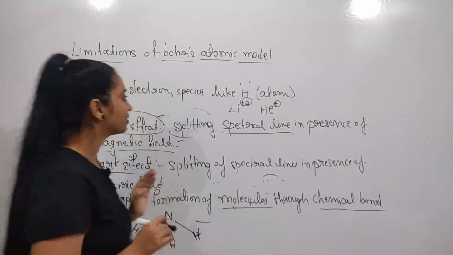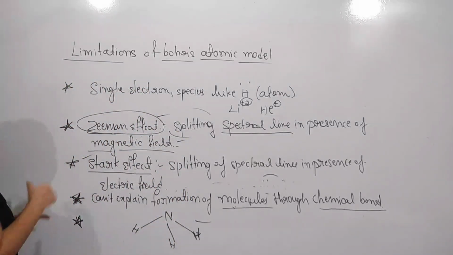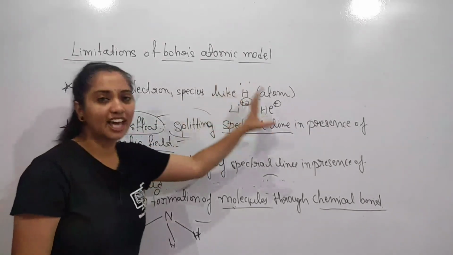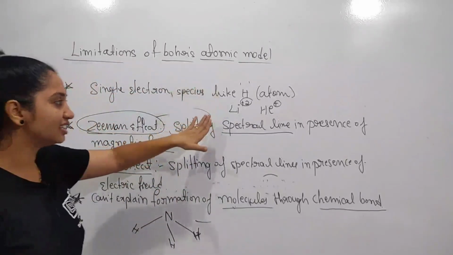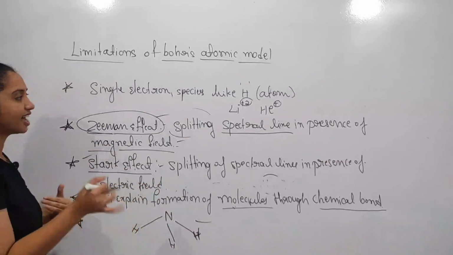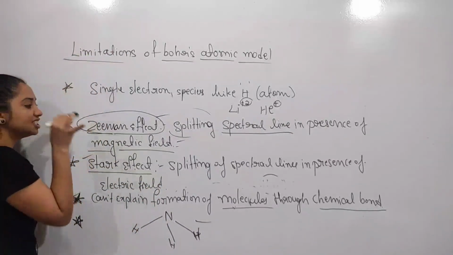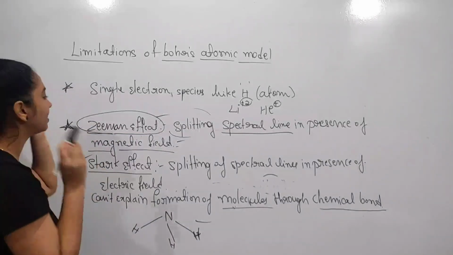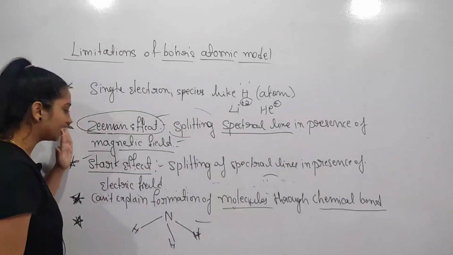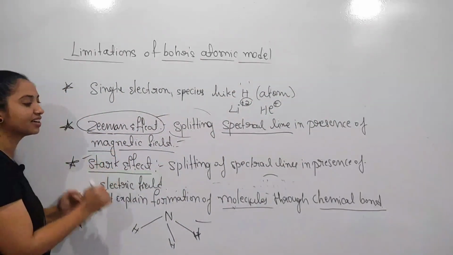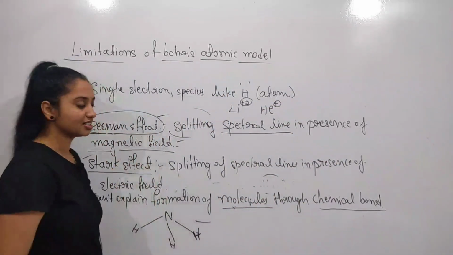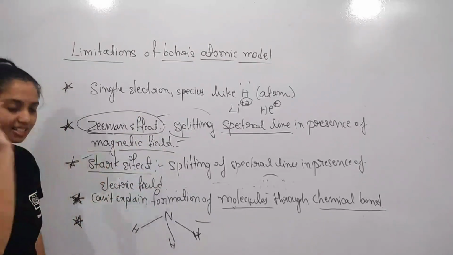So once more I wish to repeat here. The first limitation is, only single electron species he can explain, like the hydrogen atom, Li plus 2 and He plus 2. He can't explain multi electron species atoms, and he can't explain the Zeeman effect and the Stark effect. So what do you mean by the Zeeman effect? The splitting of spectral lines in presence of a magnetic field. And what is the meaning of the Stark effect? The splitting of spectral lines in presence of an electric field. So he can't explain the Zeeman effect and the Stark effect.